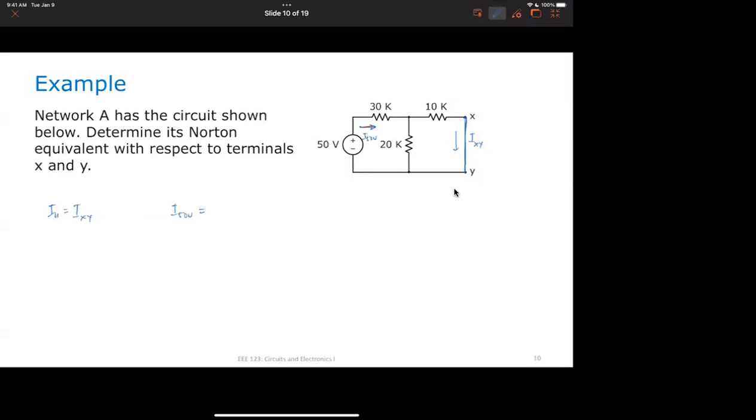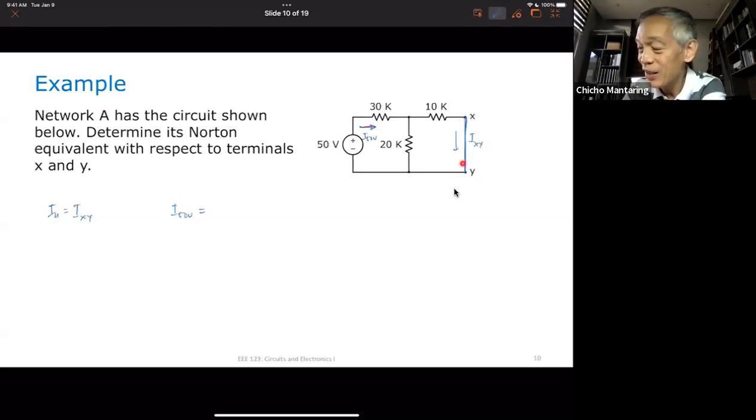No po, sir, since naka-open yung X and Y, edi magiging 50 over 30 plus 20K po. Hindi naka-open yung X and Y, naka-short. We're trying to get this current, so hindi siya open, it's shorted. So what is I 50 volts? Nakuha mo yung sinasabi ko? Anybody? What is I 50 volts?